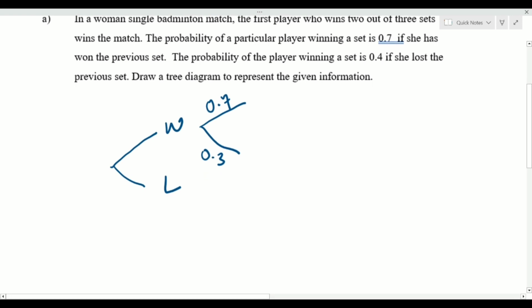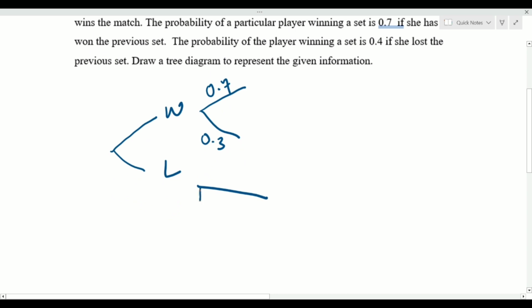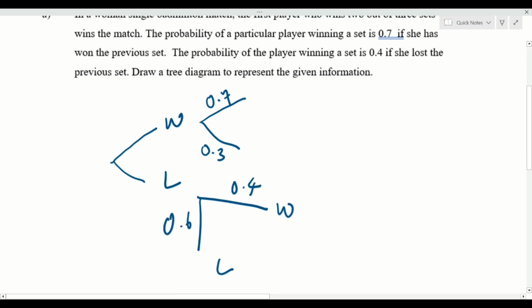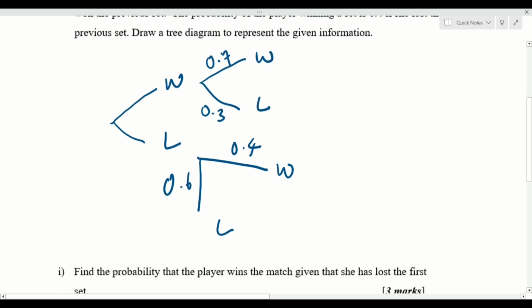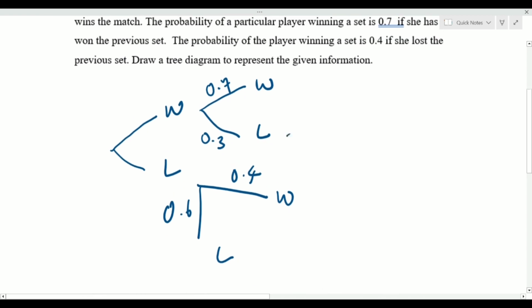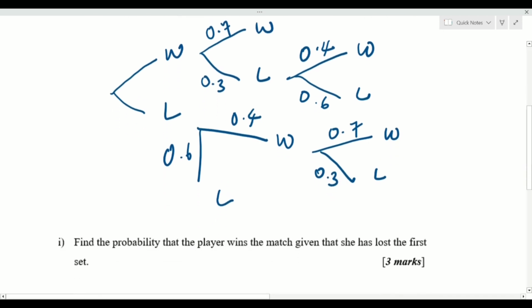And from here you know that the probability of winning the next set if she lost the previous one is 0.4, which means the probability of her winning the next set and losing the set is 0.4 and 0.6. The cycle continues. Then if she has lost the previous match, again same thing, win lose 0.4 and 0.6. Same thing here. If she won the previous match, win lose 0.7 and 0.3. Okay, simple. So this is the diagram.